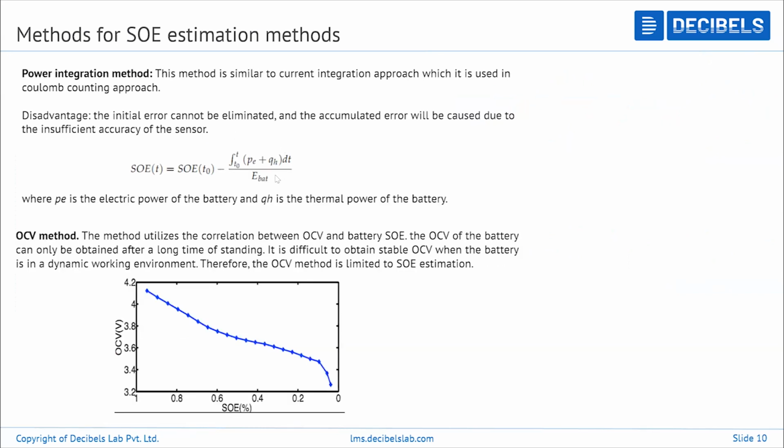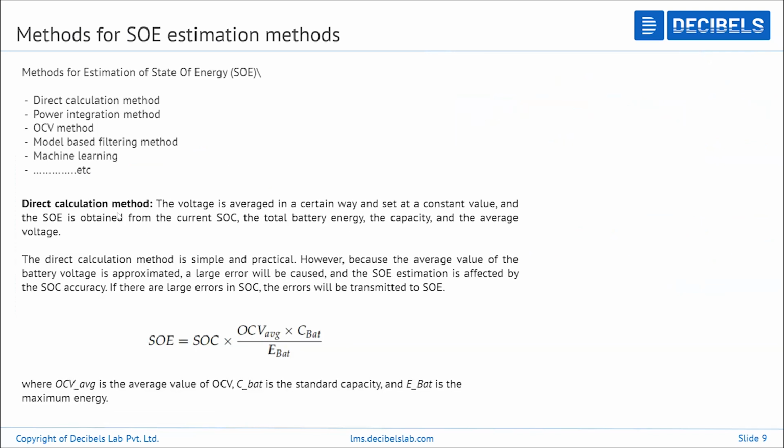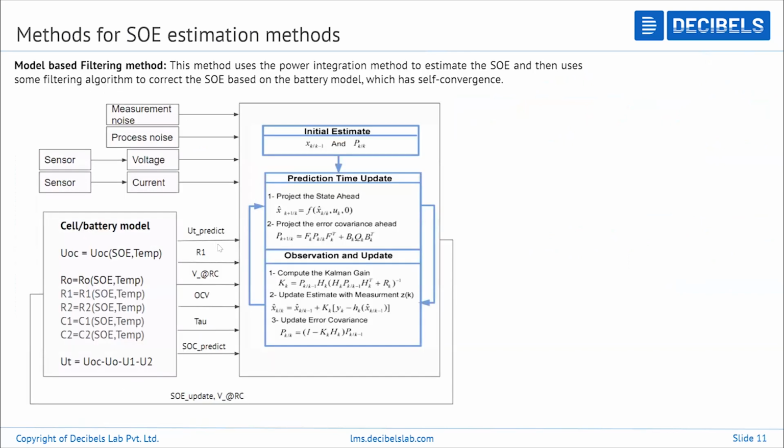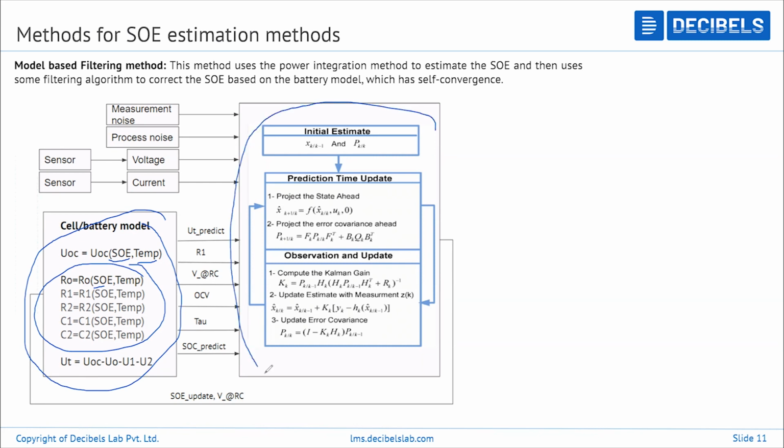So next, this is the equation for the power integration method. And there are similar methods to what we do for SOC, such as OCV methods. And this one is the model based filtering method, where we use a combination of a cell model, taking the influence of SOE and temperature. For these, you can also use the SOC instead of SOE. It will also work.